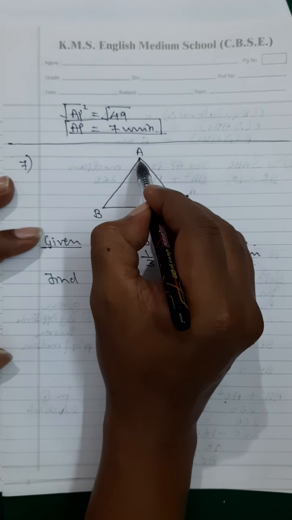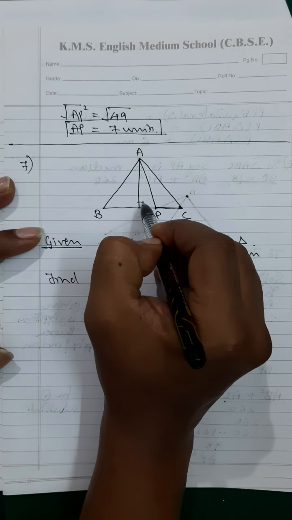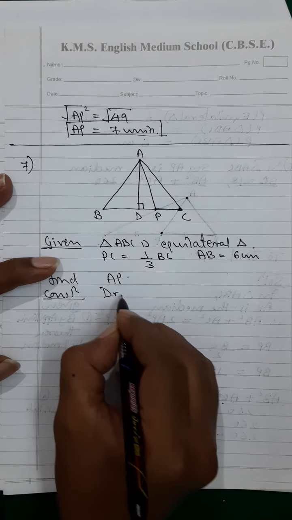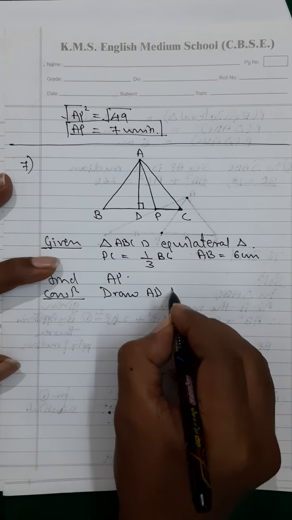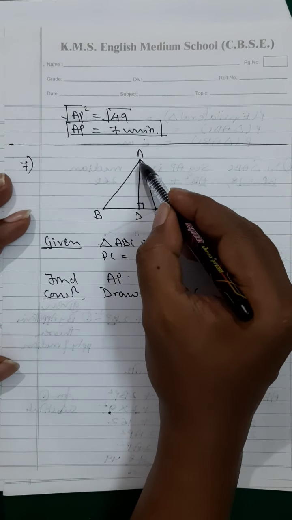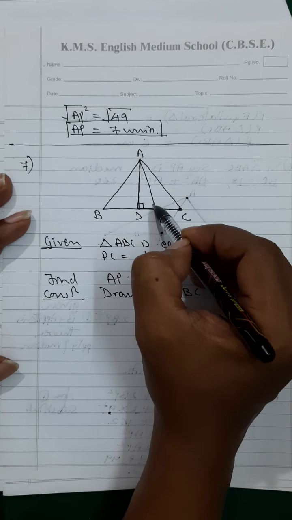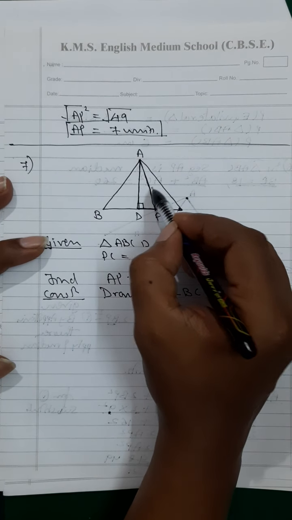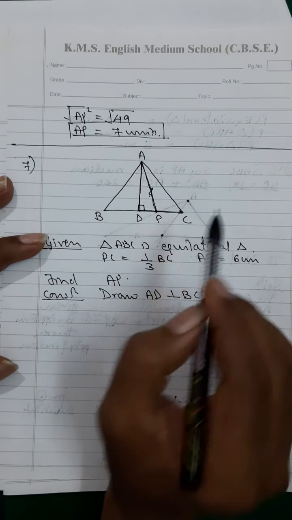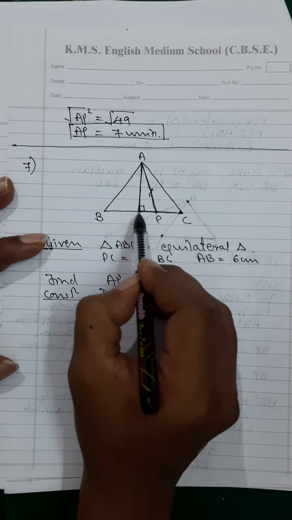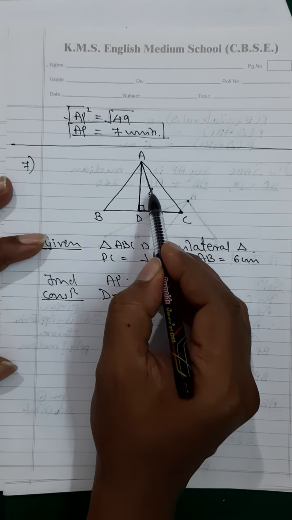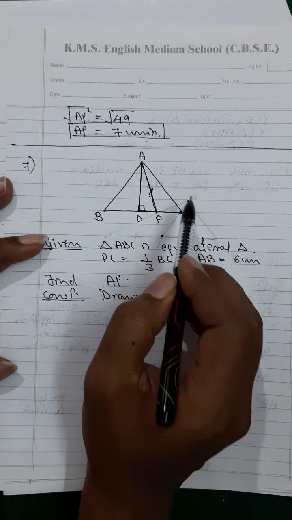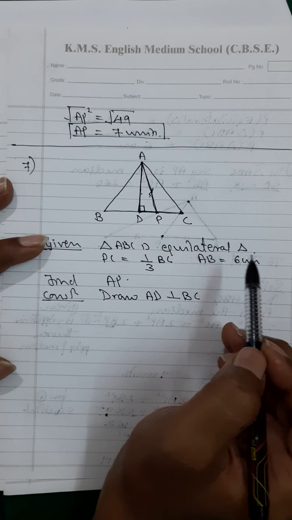So you will have to construct a perpendicular over here. Construction: draw AD perpendicular to BC, because now you can apply Pythagoras theorem if you want and find AP. Your target is AP. But for that you will require to find AD and you will also require DP, because to apply Pythagoras theorem to find AP, you will have to know AD and DP.